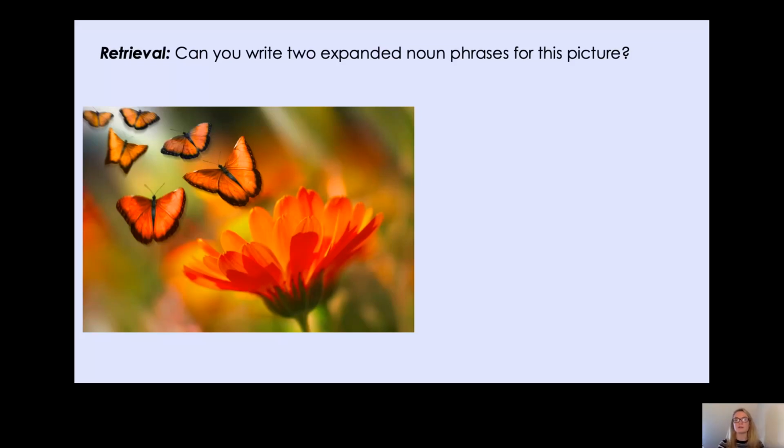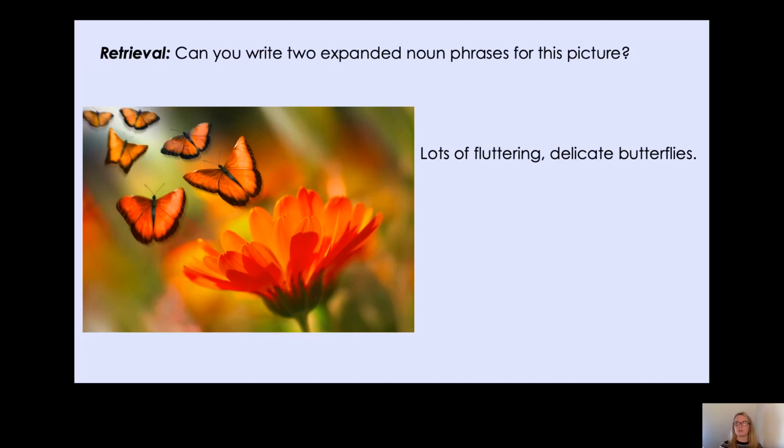Okay, Year 2. So did you manage to write 2 expanded noun phrases? Fantastic, well done. Well, let's have a look at the picture together. The first thing I saw when I looked at the picture was some butterflies. Can you see them? So I wanted to write an expanded noun phrase for those butterflies. And I came up with lots of fluttering, delicate butterflies. So look, I've got my determiner, lots of. I've got my 2 adjectives, fluttering and delicate, and they're separated by a comma. And then I have my noun, which is what I could see, butterflies.